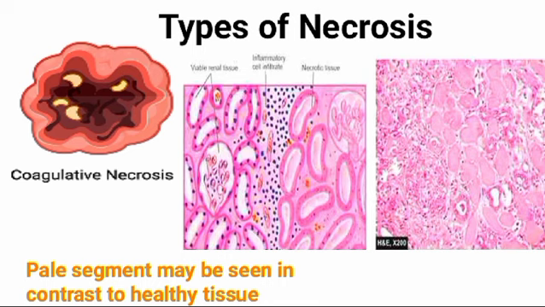The most common type of necrosis is coagulative necrosis, mostly from sudden cessation of blood supply (ischemia), less often from bacterial and chemical agents. It is characteristic of infarcts, which are areas of ischemic necrosis, in all solid organs except the brain. The organs commonly affected are the heart, kidneys, and spleen. If we talk about its gross appearance, a pale segment may be seen in contrast to surrounding healthy tissue. The segment may be hard to touch.